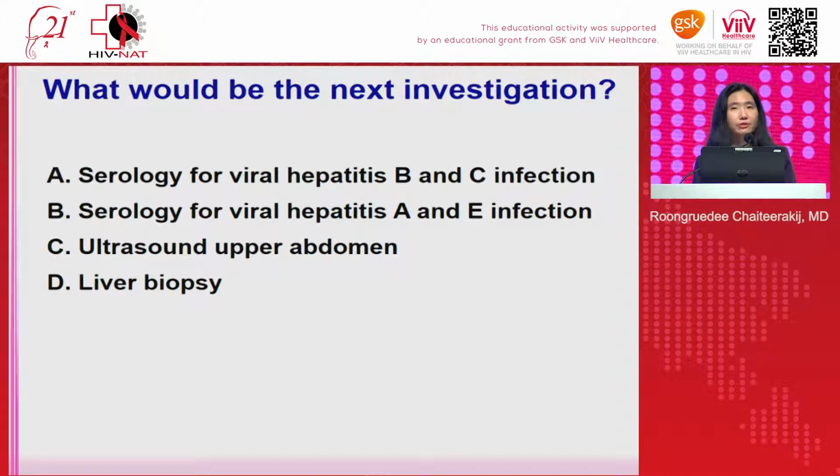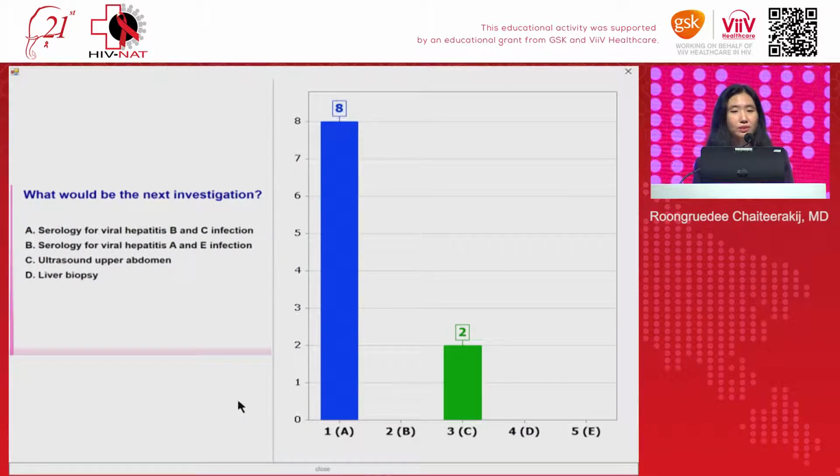If you were the primary physician, what would be the next investigation for this patient? Let's vote. Whether you're going to look for the cause of hepatitis, viral hepatitis B or C, which is very common, or hepatitis A or E, which can cause jaundice, or you're going to do the ultrasound of the upper abdomen, or liver biopsy. Well, most of you answered to take the serology for viral hepatitis B and C infection.